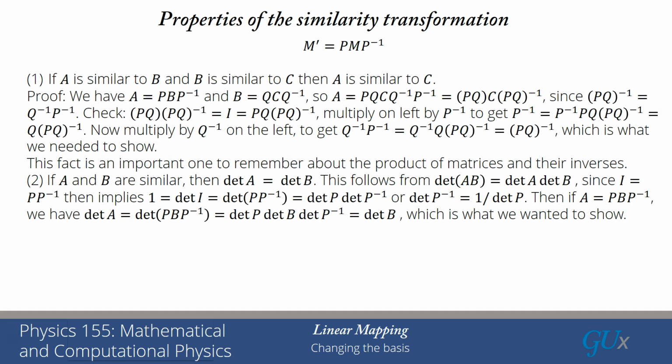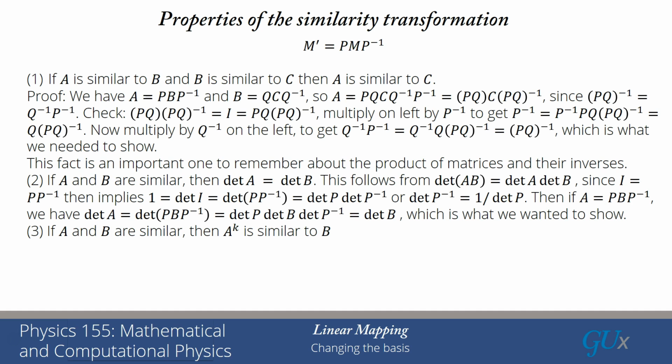Which then tells us if A is equal to PBP inverse, then we have the determinant of A is equal to the determinant of PBP inverse, which is the determinant of P times the determinant of B times the determinant of P inverse. But you see the determinant of P times the determinant of P inverse is equal to 1. So it's just left with the determinant of B, and that's indeed what we wanted to show, that when you do a similarity transformation, you don't change the determinant.